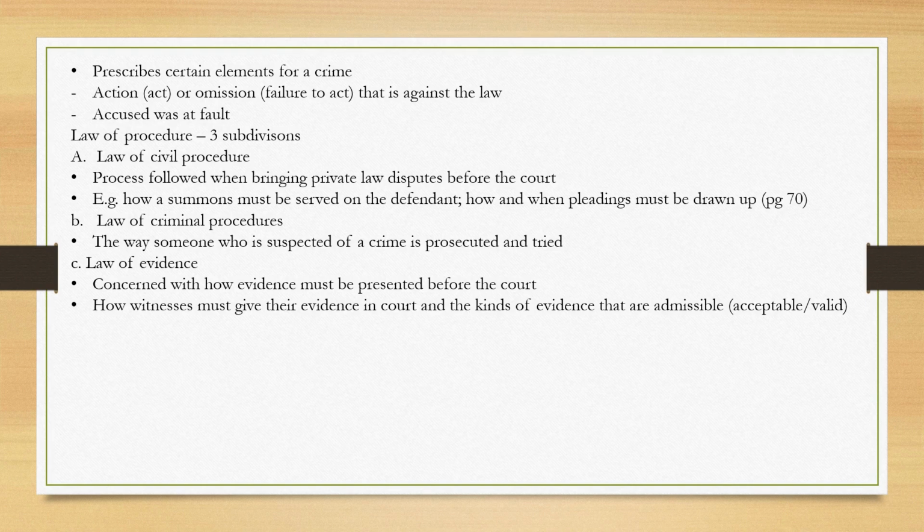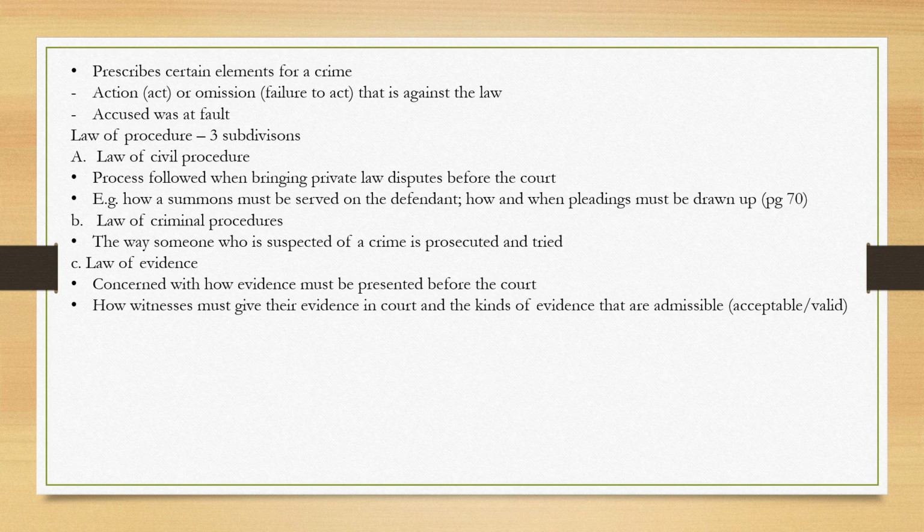The accused was at fault. Law of procedure has 3 subdivisions: law of civil procedure, law of criminal procedure, and law of evidence. Law of civil procedure is the process followed when bringing private law disputes before the court. An example is how a summons must be served on the defendant, how and when pleadings must be drawn up. We can look on page 70 at this. It goes into depth on this.